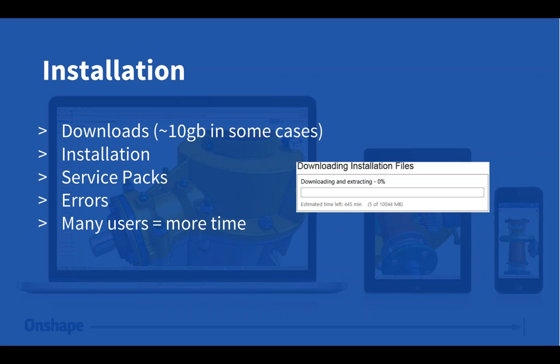So installation itself can take a long time. The download can take a long time. It's a lot of data. And then if you're diligent about it and you want to maintain the latest versions and so on, you'll install service packs or updates to your CAD application, which is another process of downloading a patch and then installing it.